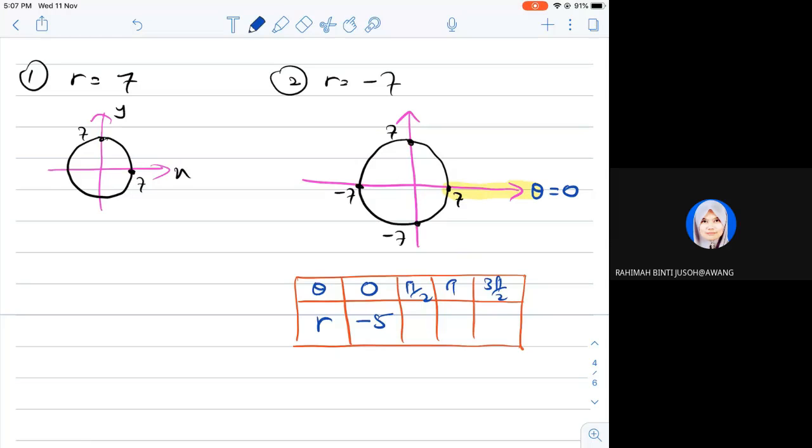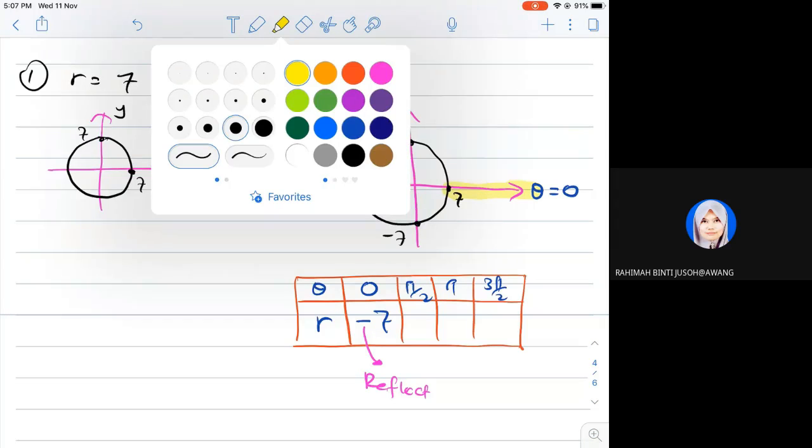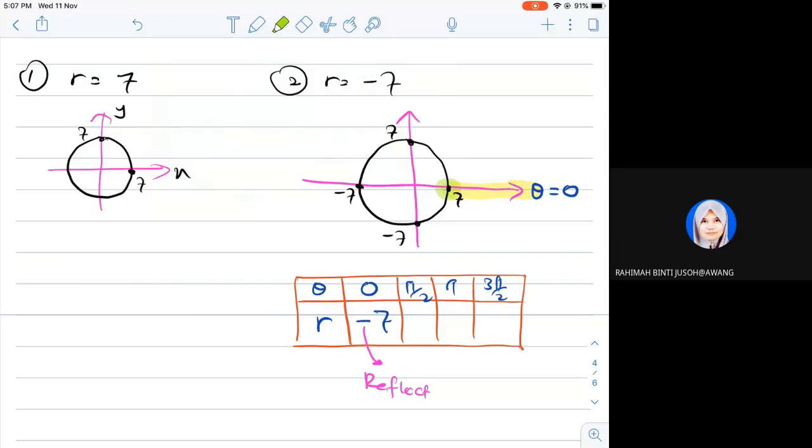What happens when the radius is negative, negative 7? What happens when the radius is negative? We learned at the beginning of the video: we need to reflect. Because it is negative, instead of having a point here, instead of having a 7 on theta equals 0, we will have the point here. We reflect it backwards. So negative 7.